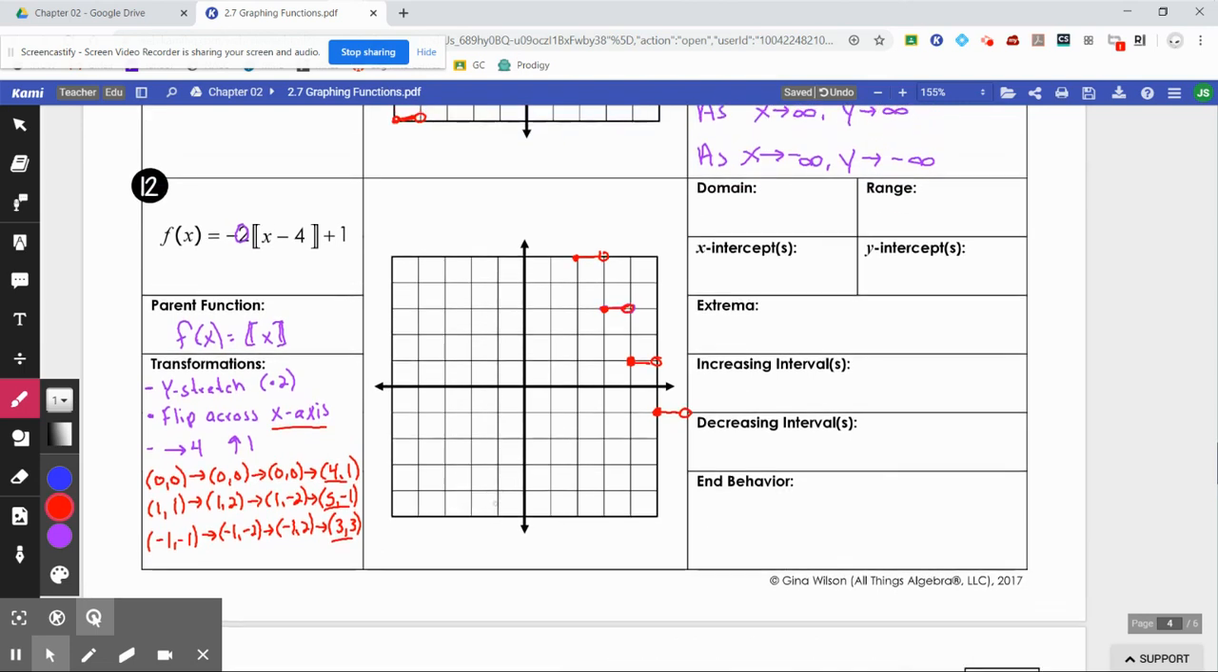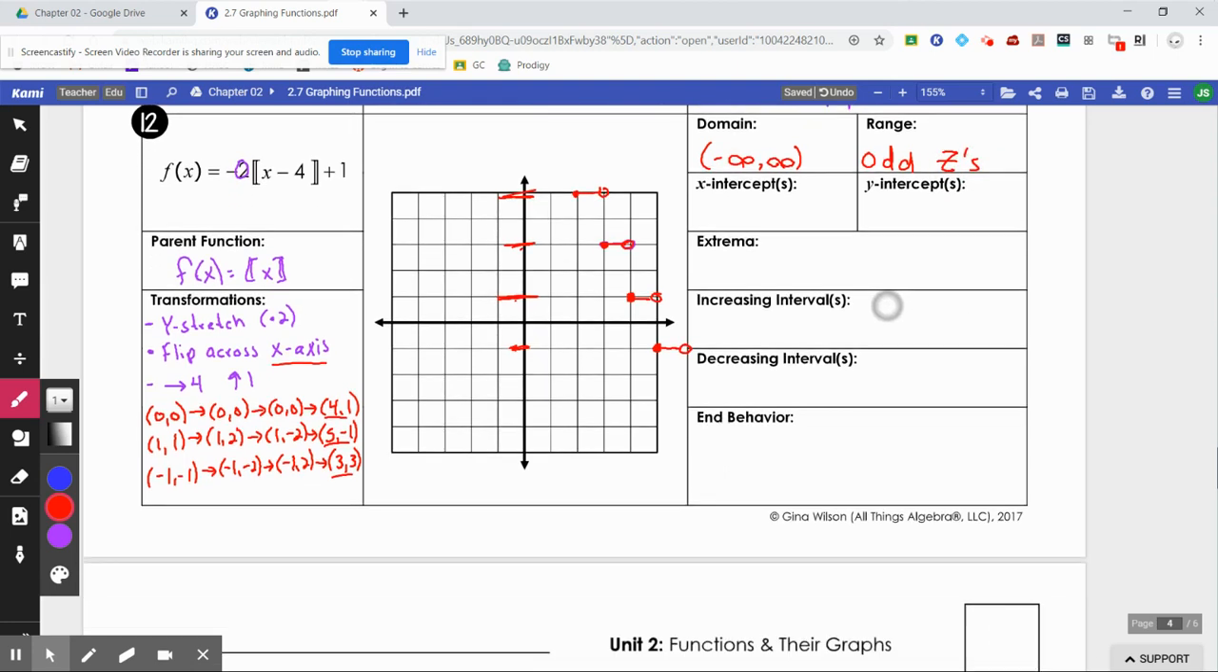Now let's go through the steps, the domain. You can plug in anything you want to, so that'd be all real values. The range, however, notice that you only have graph here and graph here and graph here. That'd be 1, 3, 5, -1. That'd be all your odd integers is the only y values that you would get. So instead of writing that out, we could put our integers, the Z's, so our odd integers. Our x-intercept looks like there's nowhere on the x-axis where we cross.